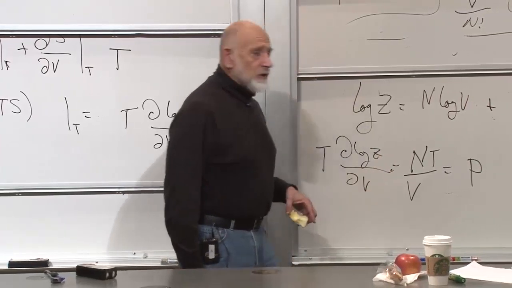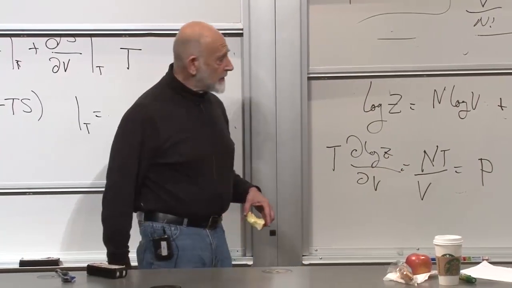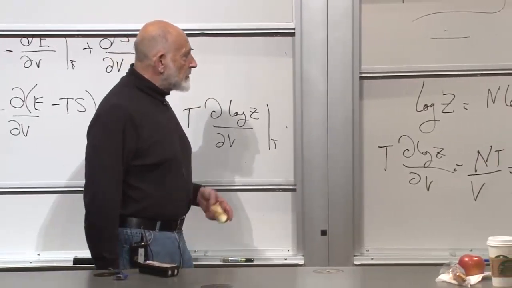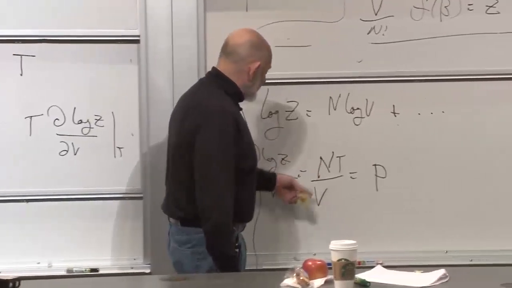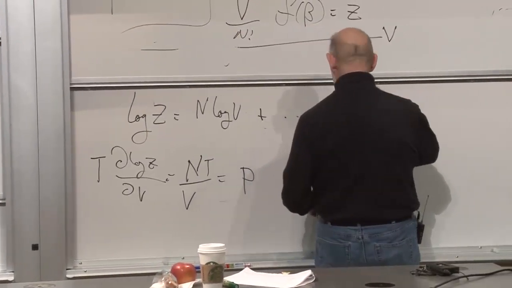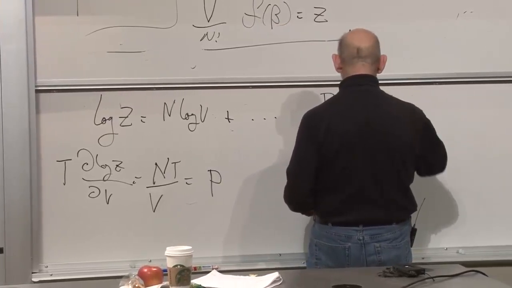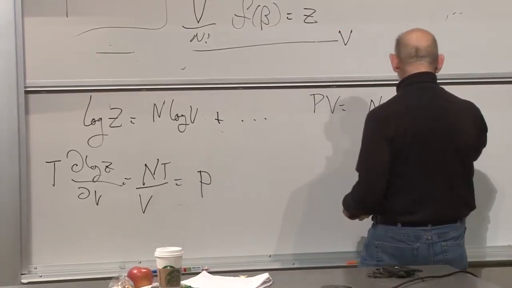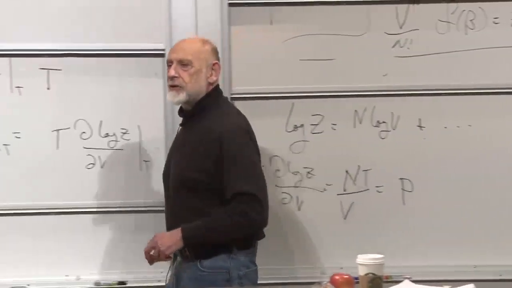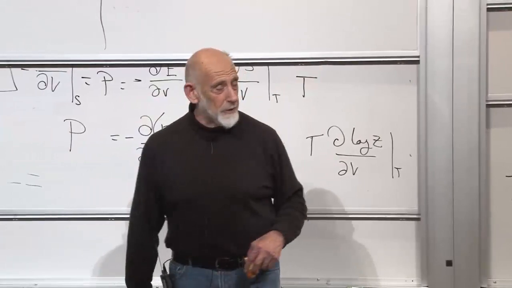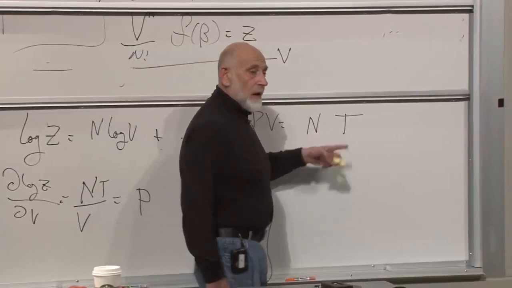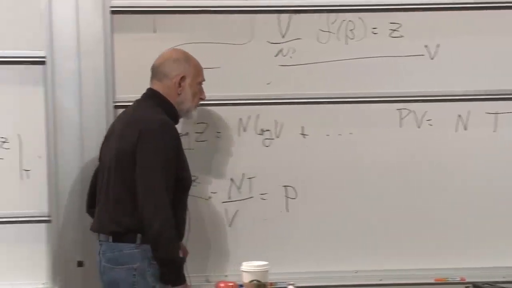Notice that N over V is the density. N over V is not some crazy thing. So what does it say? We can write it in various ways. You can write it as pressure times volume equals N, the number of particles in the sample, times T. Now, you may be used to seeing this as PV equals NkT, where k is the Boltzmann constant. And of course, there is a Boltzmann constant here if you work in laboratory units.